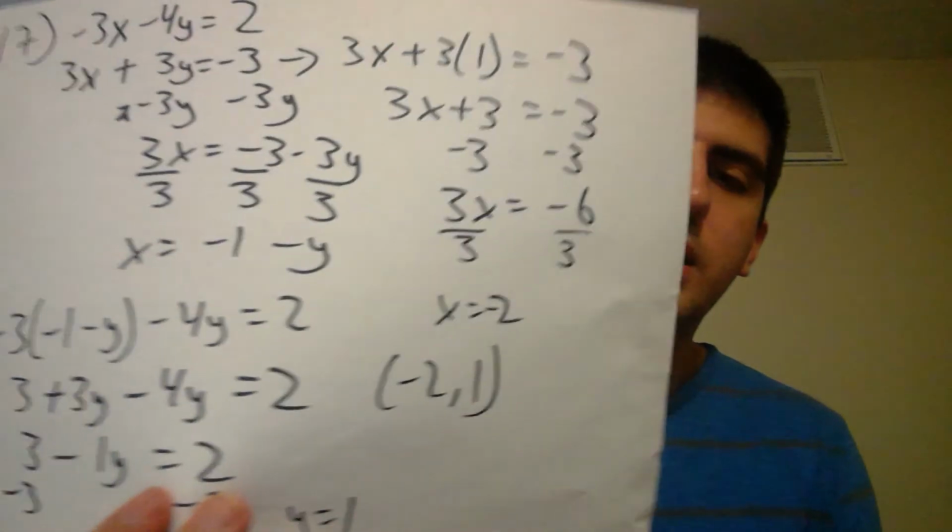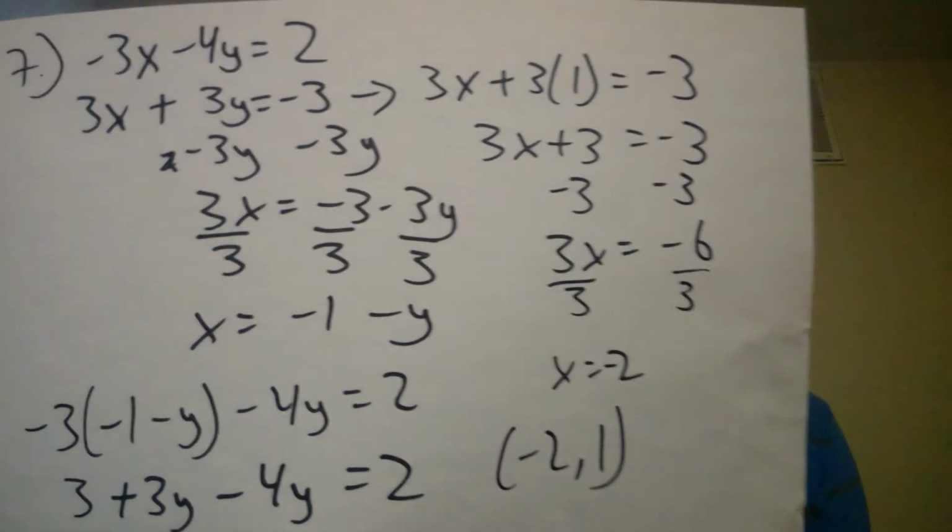And so I have 3x, negative 3 minus 3 is negative 6. So divide both sides by 3. And I got x to be negative 2. So my final answer is negative 2, 1. And again, visually, that's where the graphs intersect.